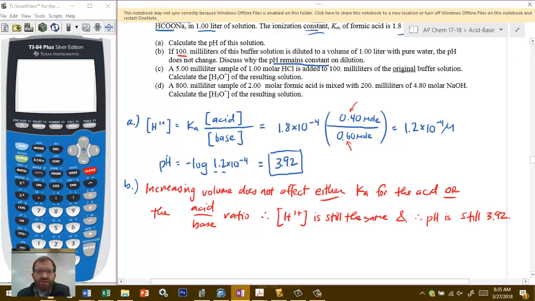So avoid descriptions like police officers and things on any kind of an AP exam question, but it helps you think about why a buffer's capacity is reduced when it's diluted.